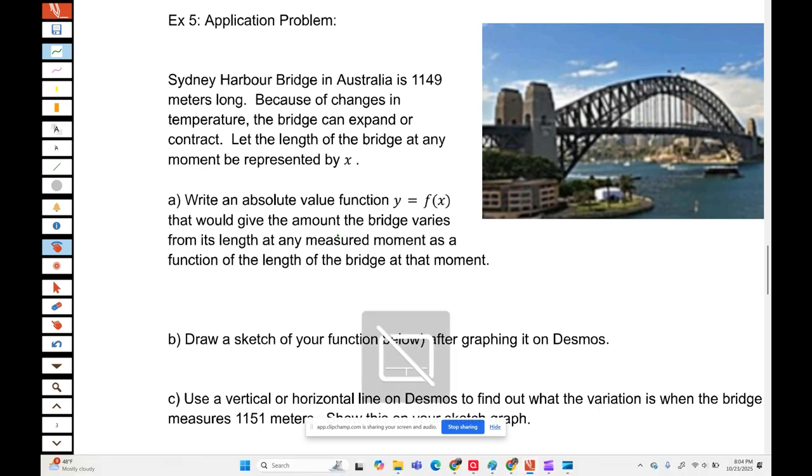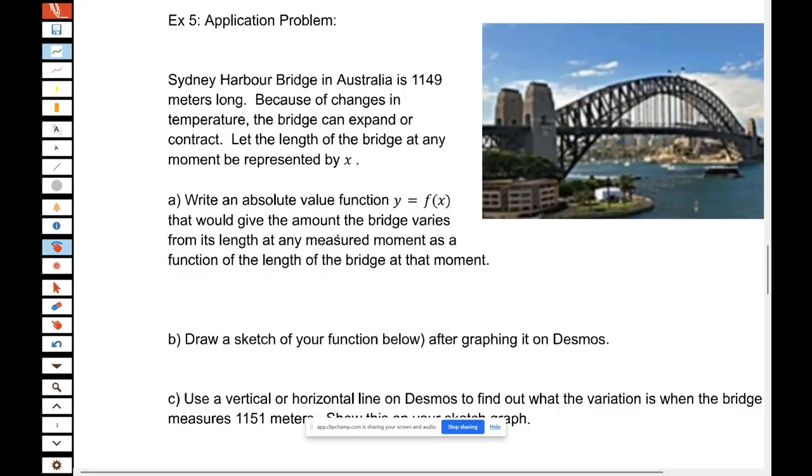So in other words, the amount the bridge varies is basically going to be the difference between this amount and what it measures at a particular moment, which is x. So the variation y is going to be the difference between what you measure and 1149. And you can subtract it in any order. You can do x minus 1149 or 1149 minus x, because when you take the absolute value, it's going to take that measured distance and make it positive. So it doesn't matter if the bridge is contracted a little and x is smaller, or it's expanded a little and x is bigger.